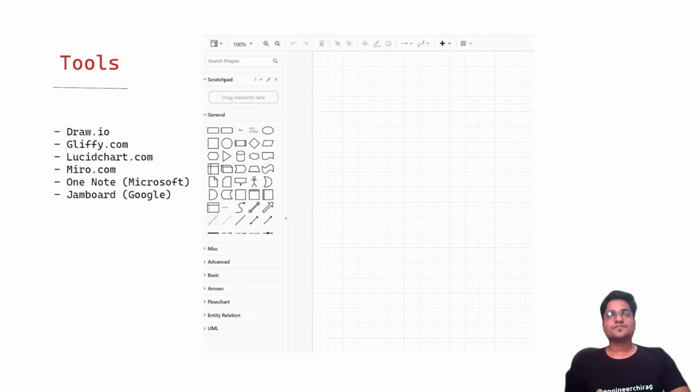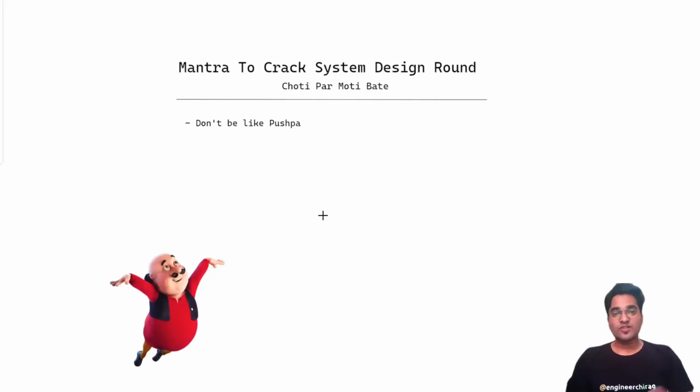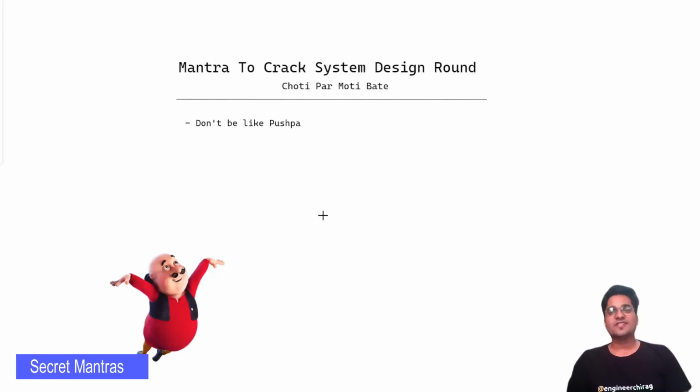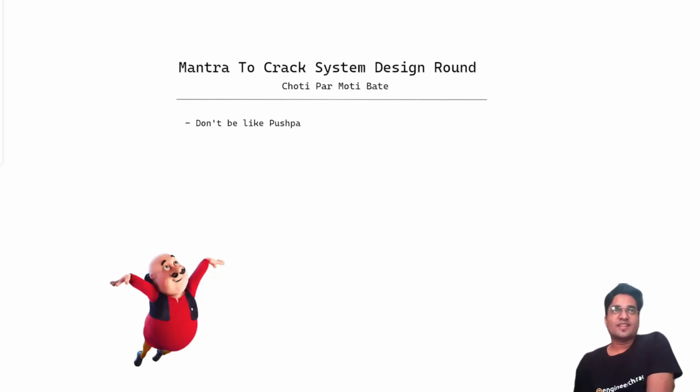So yeah, let's talk about the most important part, which is the mantra to crack the system design round, right? Short but important points. First thing is, don't be like Pushpa. As we said, he will only tell what he knows, only what he has read. It's not going to work, right?